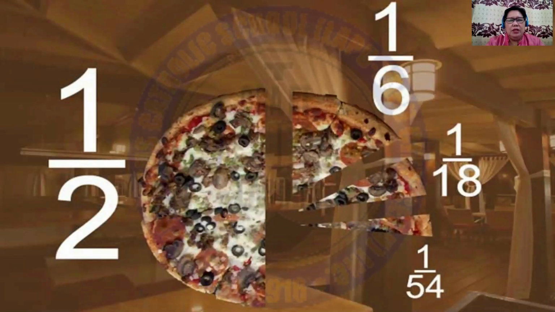Consider the illustration here. You have this part of the pizza pie which is equivalent to 1/2. This portion is 1/6. This portion is 1/80. And this part is 1/54. You will understand later on how to get these fractions here as we tackle geometric sequence.